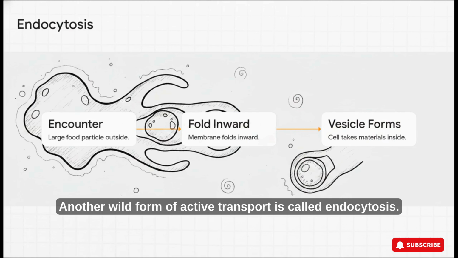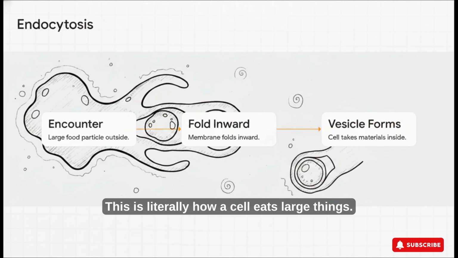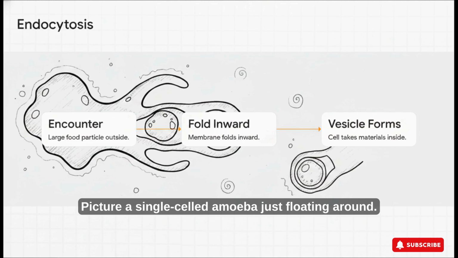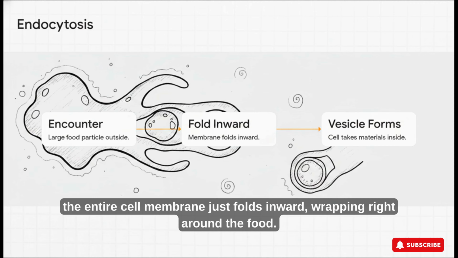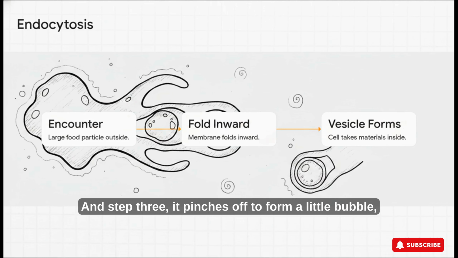Another wild form of active transport is called endocytosis. This is literally how a cell eats large things. Picture a single-celled amoeba just floating around. Step 1, it encounters a giant food particle. Step 2, instead of opening a little door, the entire cell membrane just folds inward, wrapping right around the food. And step 3, it pinches off to form a little bubble, or vesicle, right inside the cell. It takes the material in.